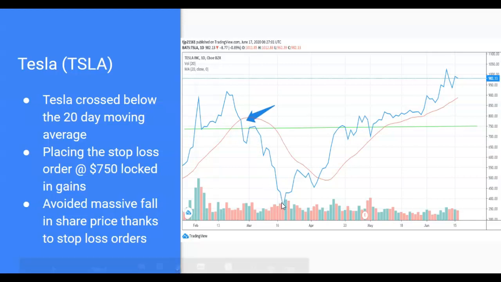But if you just held the stock down to 350, now your position is down a ton, and you might not have any extra money to buy more shares. So that's why the stop loss order is so important. It just protects you against massive losses.